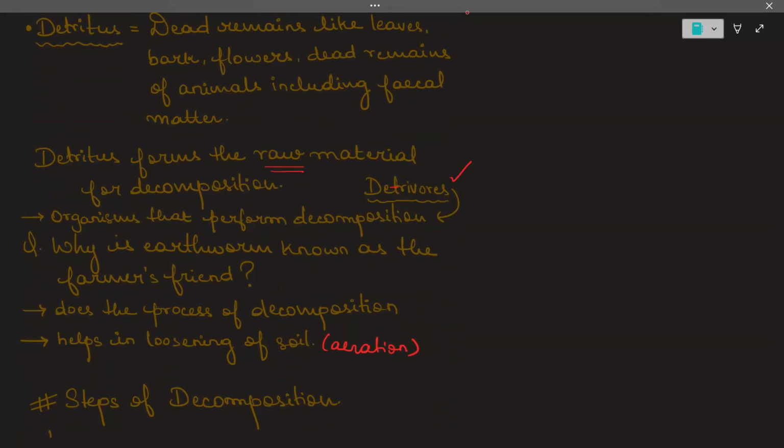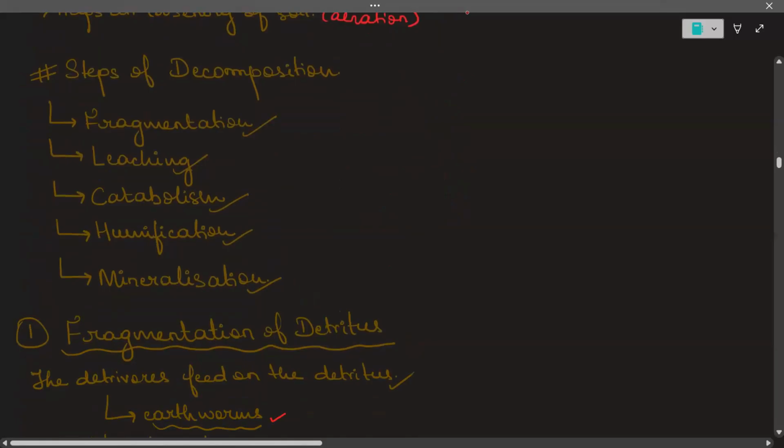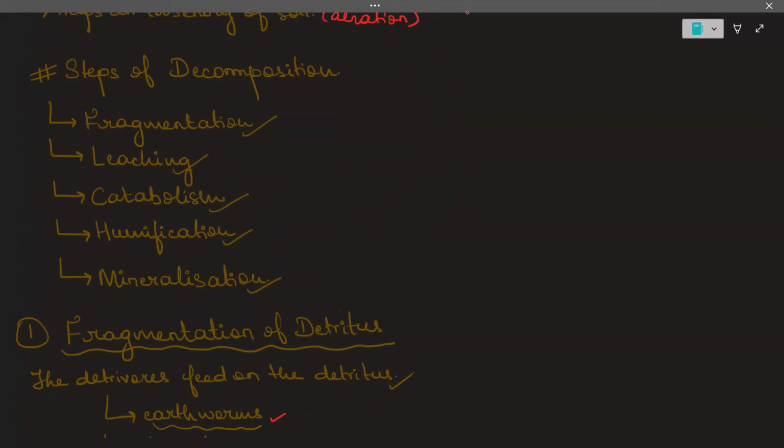Among such detritivores, the earthworm is very common and is commonly known as a farmer's friend. Why? Because it does the process of decomposition in the soil, as a result of which it loosens the soil and makes air available to the soil. So the plants will have oxygen supply also. Talking about the steps of decomposition, there are fragmentation, leaching, catabolism, humification, and mineralization.